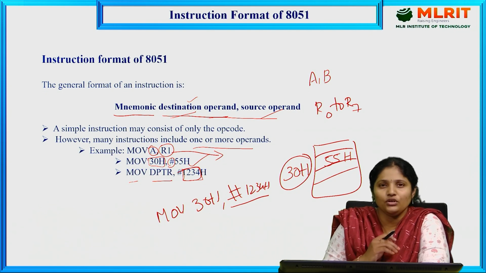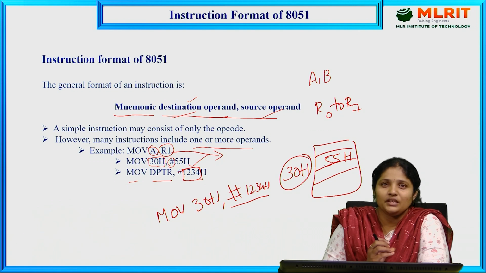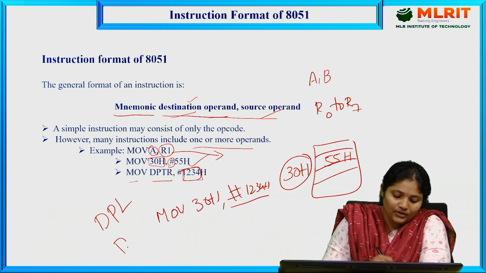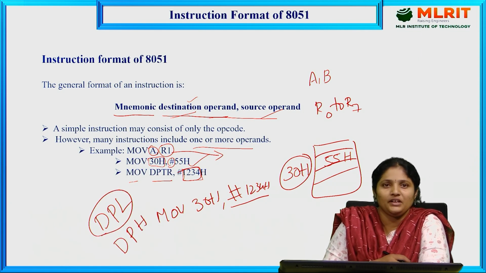If you want to use DPTR as 8-bit registers, you can use DPL or DPH, where DPL is the lower byte of DPTR and DPH is the higher byte of DPTR.